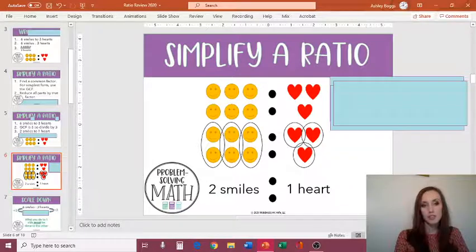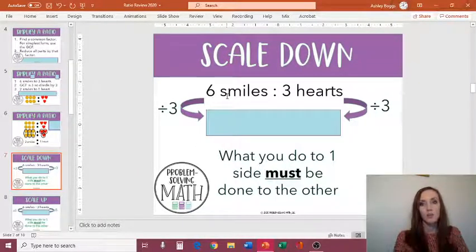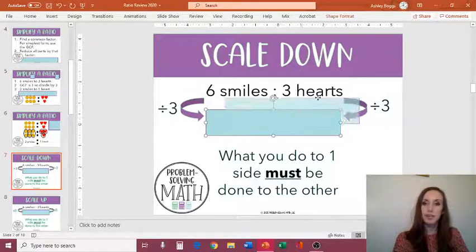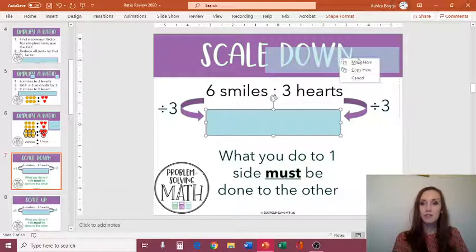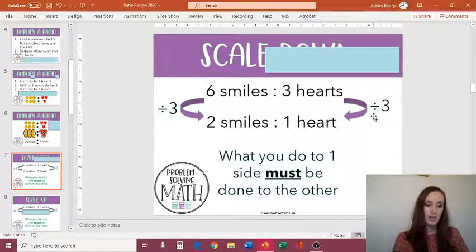Another way that we can show this is by scaling down. We have the original ratio, and we have what we are scaling it down by on each side of the arrow. I like to remember scale down. Down starts with a D, and so does divide. So when we're scaling down, we're dividing. Now, we need to remember what we do to one side, we must do to the other. It has to be even. So in this case, we divide both sides by 3, and we have 2 smiles to 1 heart. Don't forget, what you do to one side must be done to the other.